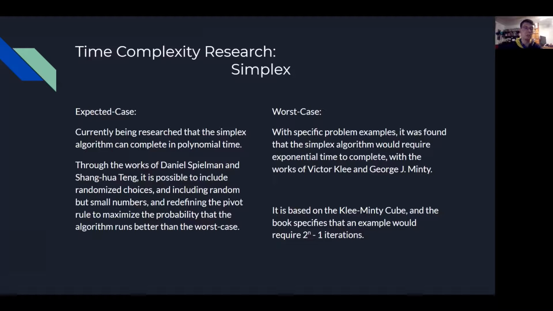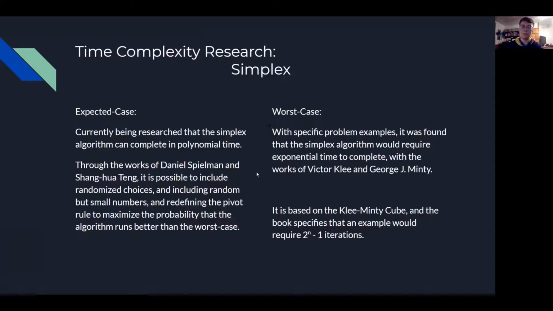And this was done through the works of Daniel Spielman and Xinghua Teng. Pardon me if I didn't pronounce the name right. And it is possible to randomize choices with what they found and redefine the pivot rule. They call it the shadow pivot. And what it does is increase the chances that you'll end up with a linear program that can be solved better than the worst case.